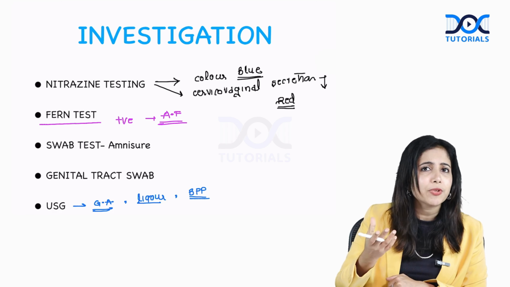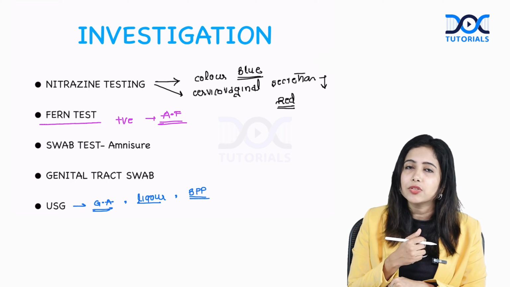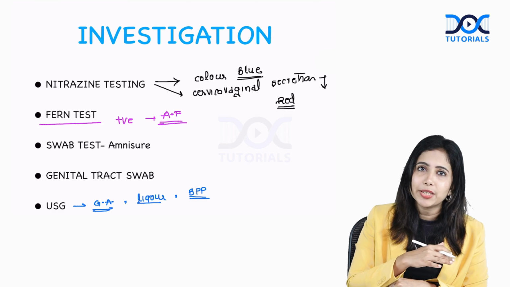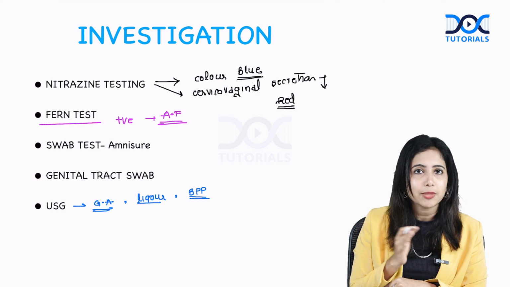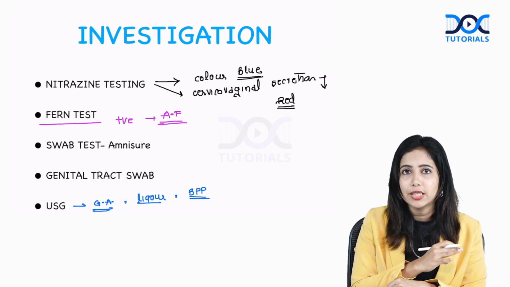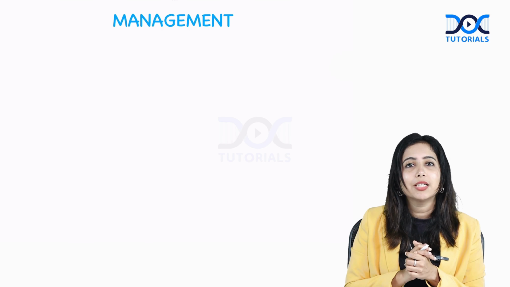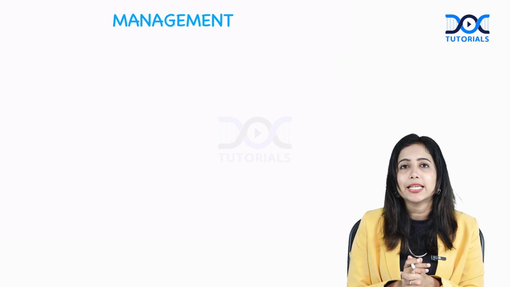We don't usually perform ultrasound to check for cervical length in case of PROM. We do cervical length measurement in preterm labor, but the role is limited in case of preterm pre-labor rupture of membrane as well as pre-labor rupture of membrane. Coming to the management of these patients. Management actually depends upon the gestational age.